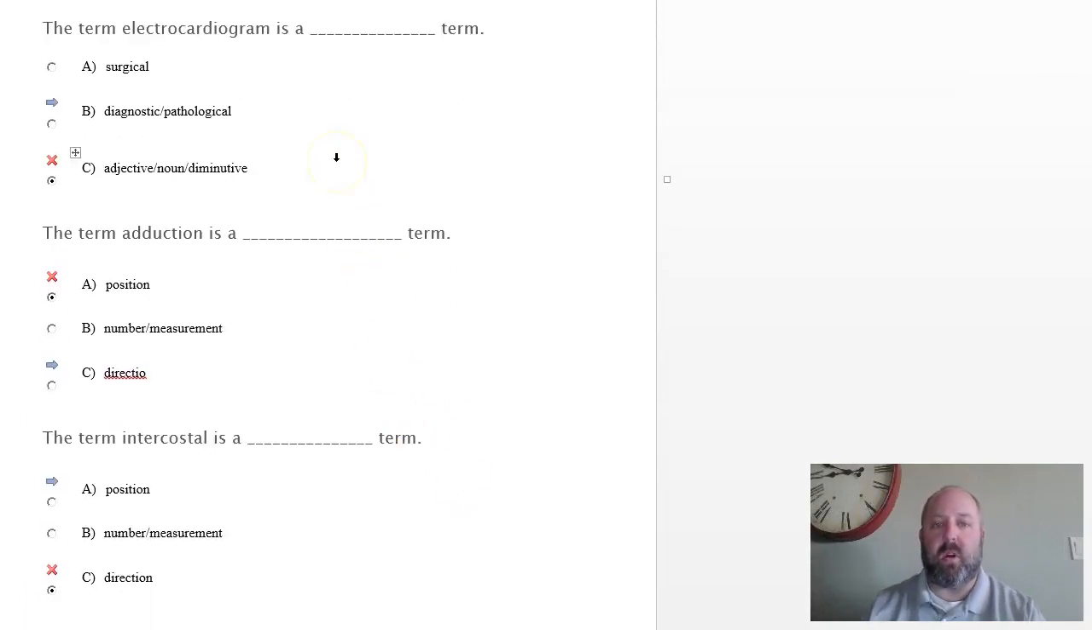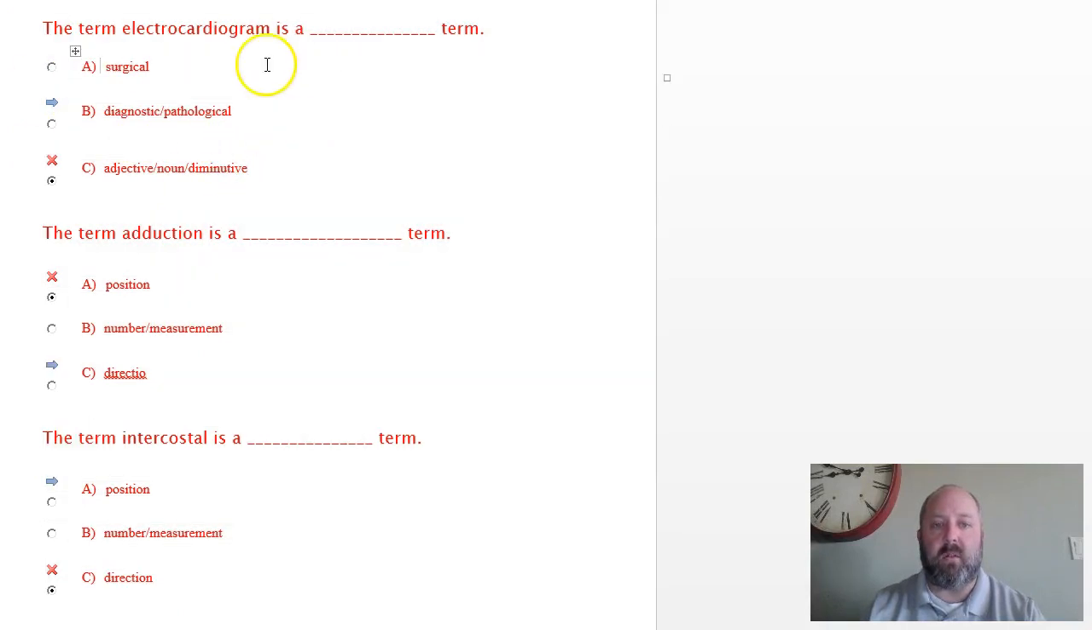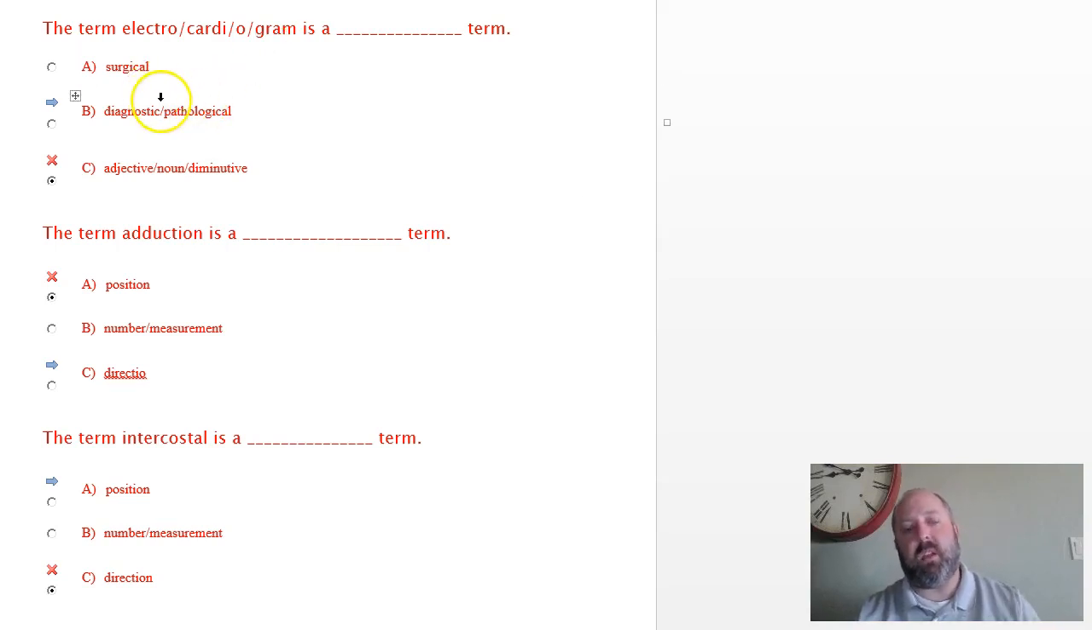Next term here was electrocardiogram. Let me put these back in red. Hopefully that helps you with seeing them a little bit better. But electrocardiogram, right? So here's a term where you've really got to break this down. Here's the combining form for cardio, right? And the last word is gram, right? So here's the prefix electro, here's cardi, that's the root. There's the combining form, and there's the suffix gram. So what does this all mean? Well, we've got to look at the categories to know what they want us to look at here, right?